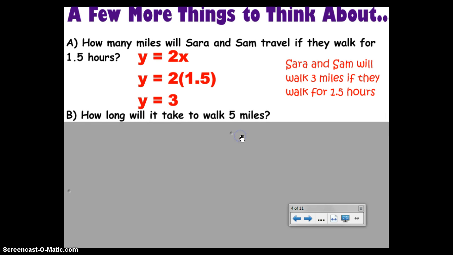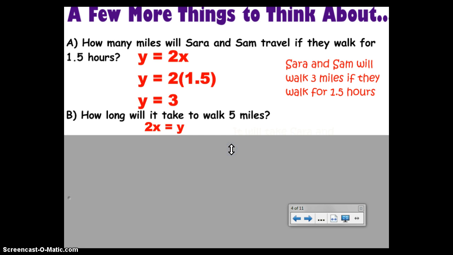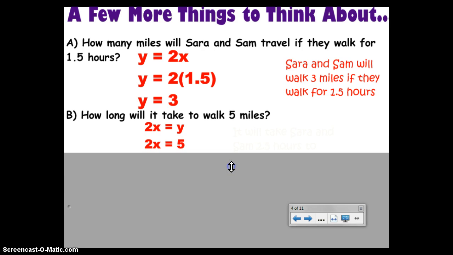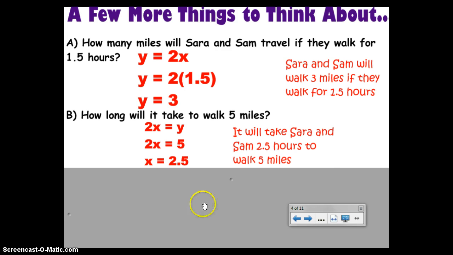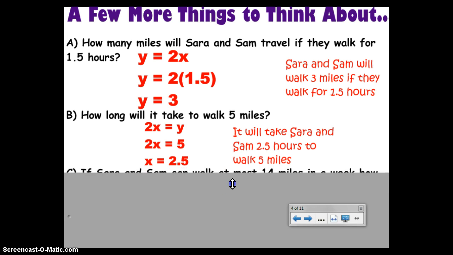How long will it take them to go 5 miles? We're going to use our same equation. This time the 5 we're given represents miles, so we're going to replace the y value. This is a one-step equation. The opposite of multiplication of 2 is to divide by 2. We divide both sides by 2, and we come up with x equals 2.5. This means it will take Sarah and Sam 2.5 hours to walk 5 miles.